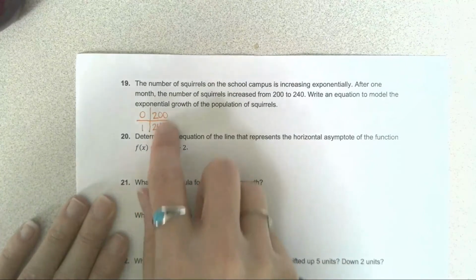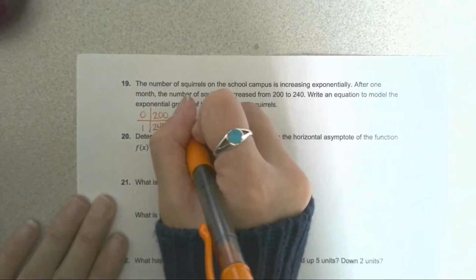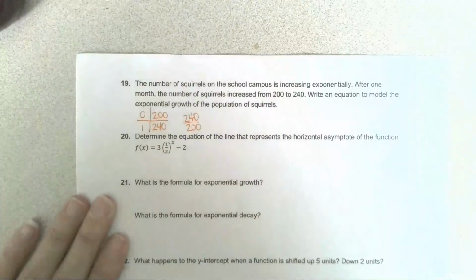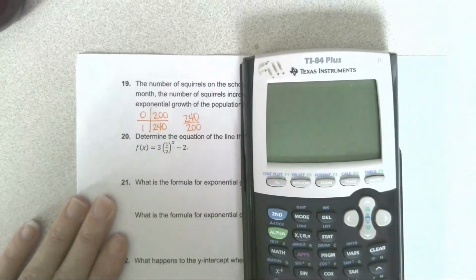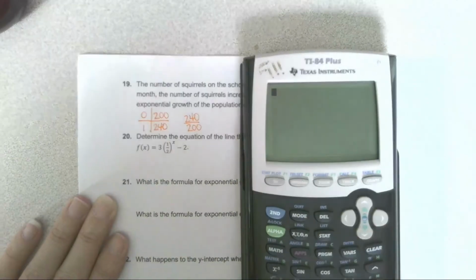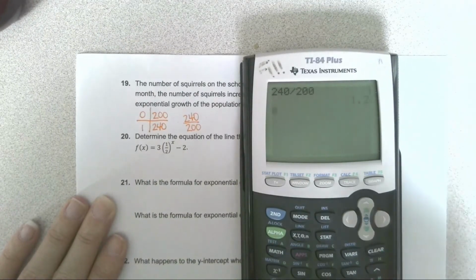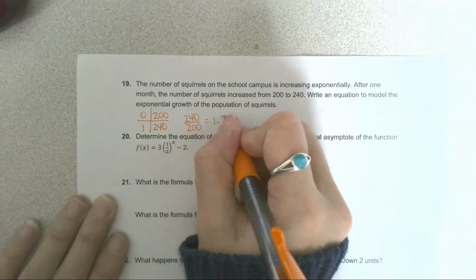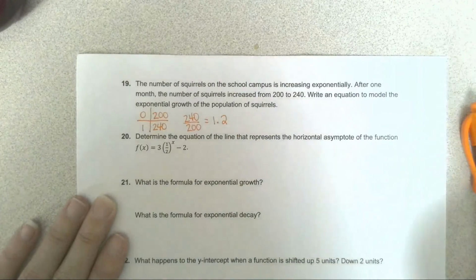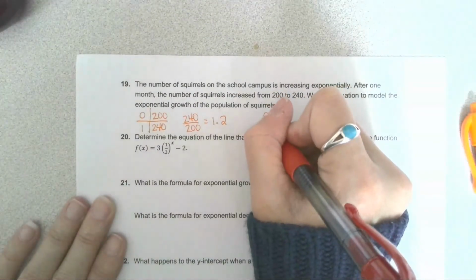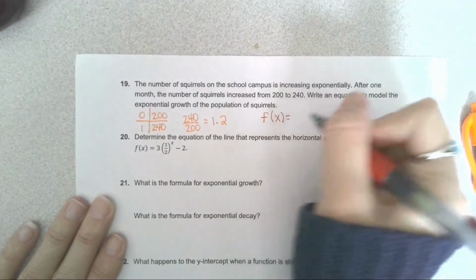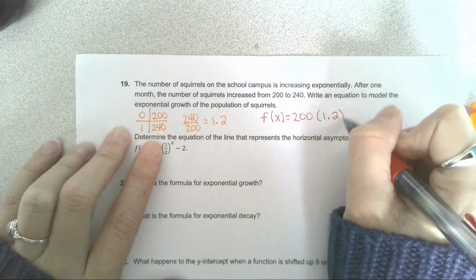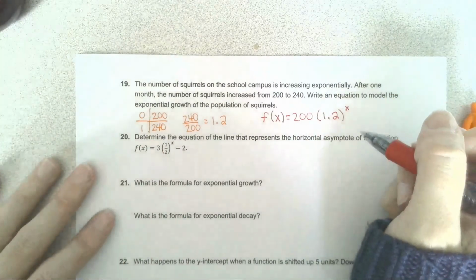So to do this, I'm going to take my calculator and I'm going to put 240 divided by 200, and that should tell me what my growth factor is. 240 divided by 200 gives me 1.2. So when I write my equation, that 1.2 is what I'm going to use as my ratio. So our initial value was 200 squirrels, growing by a factor of 1.2 to the x power. That's it.